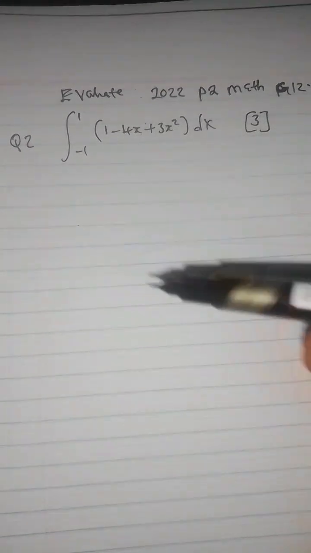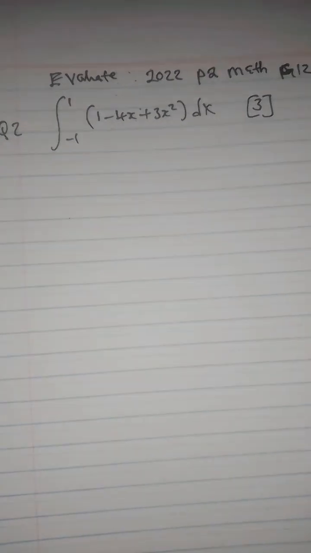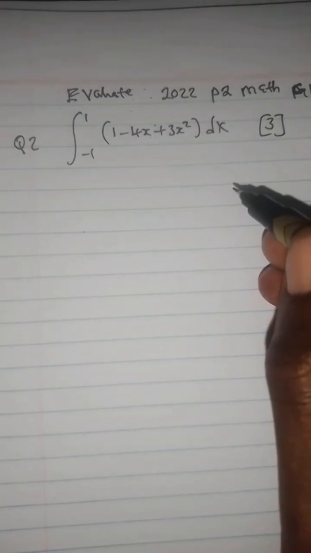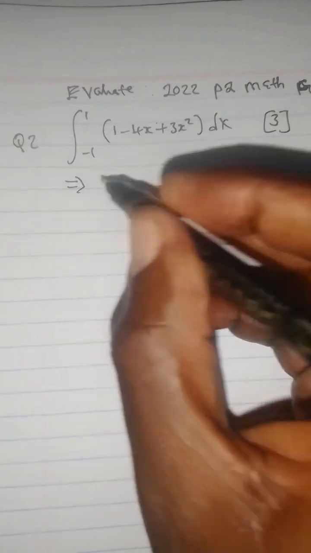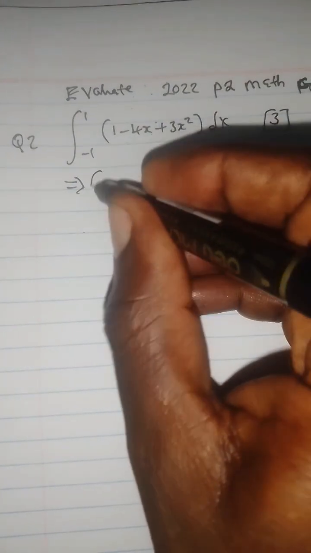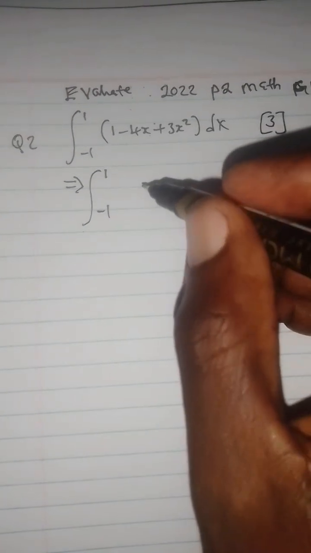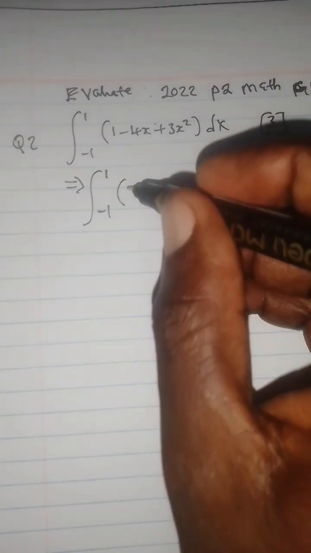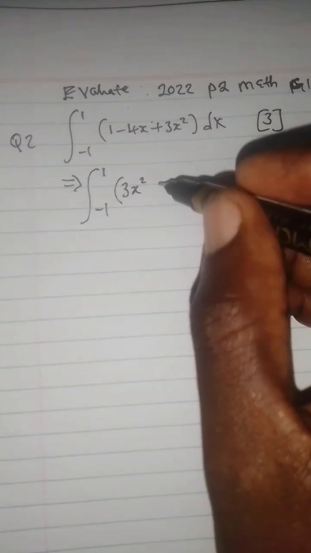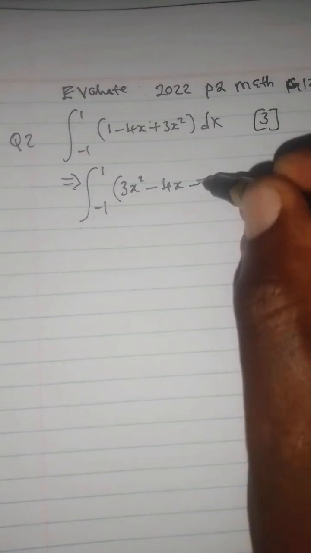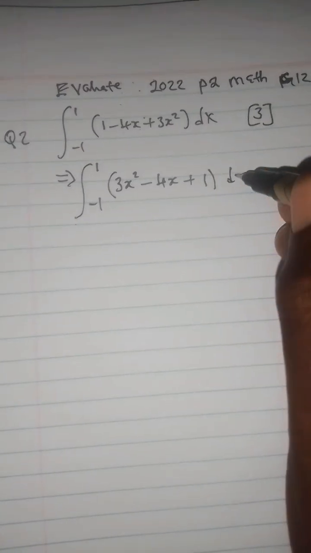So this is a calculus question and you have been told to evaluate. Now I want you to understand what kind of calculus we are dealing with. This calculus is just integration. First of all, I am going to simplify, or rearrange the terms in order of degree. We start with the highest power, 3x squared, followed by minus 4x, and then a positive 1, and then dx.